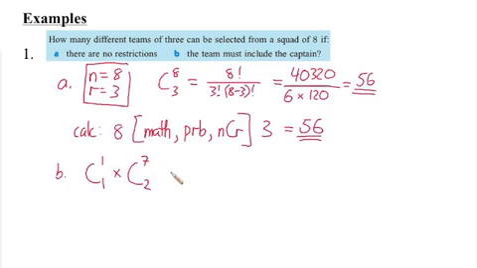Using our calculator, I can do combinations twice. I'm going to have 1 nCr 1 times 7 nCr 2. If you plug this into your calculator, you'll see that there are 21 different ways to select a team of 3 from 8 people where we have to choose the captain.